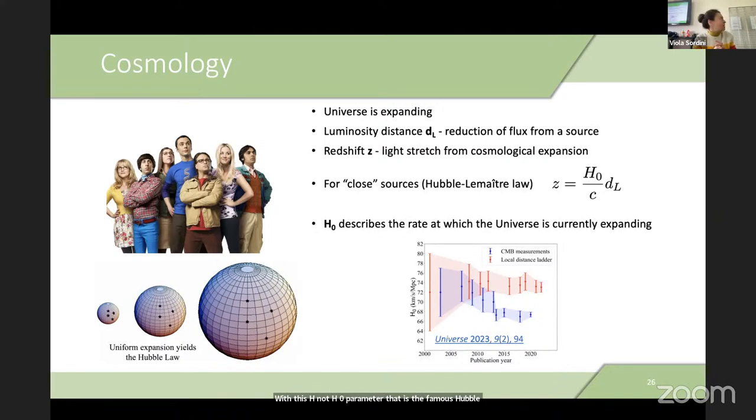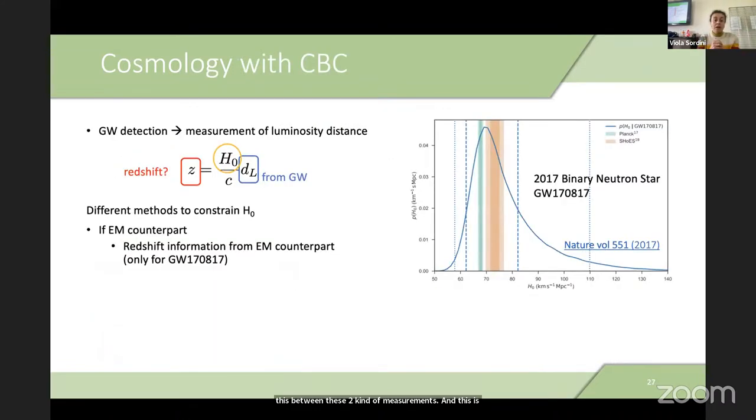This H0 describes the rate at which the universe is currently expanding. And it is, as you know, very actively pursued by cosmologists, because it is mainly measured in two different ways. You see here the history of the measurements in red and blue. Lately it looks like there is some tension between these two kinds of measurements. This is where gravitational waves can play a role, because we can help in constraining this H0 parameter.